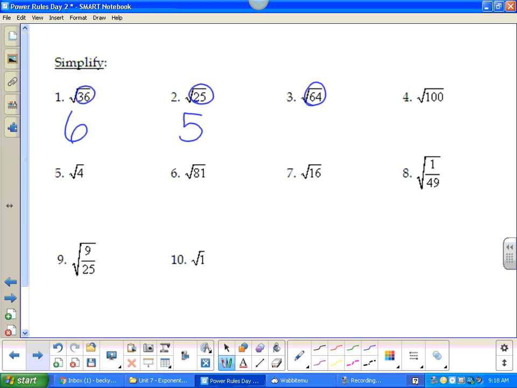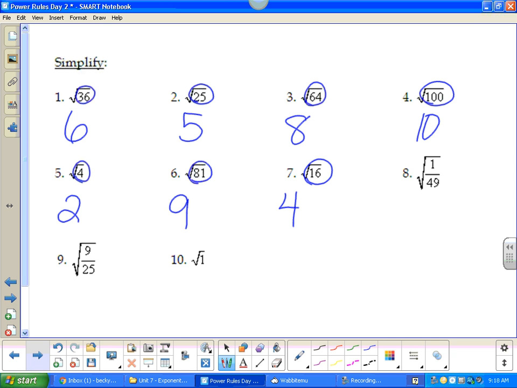64 is a square. What times what gives you 64? 8. So when you shoot it, it becomes an 8. 100 is a square because it's 10 times 10, so when we shoot it, we get a 10. 4 is a square. Square root of 4 is 2. 81 is a square. Square root of 81 is a 9. 16 is a square. Square root of 16 is 4.